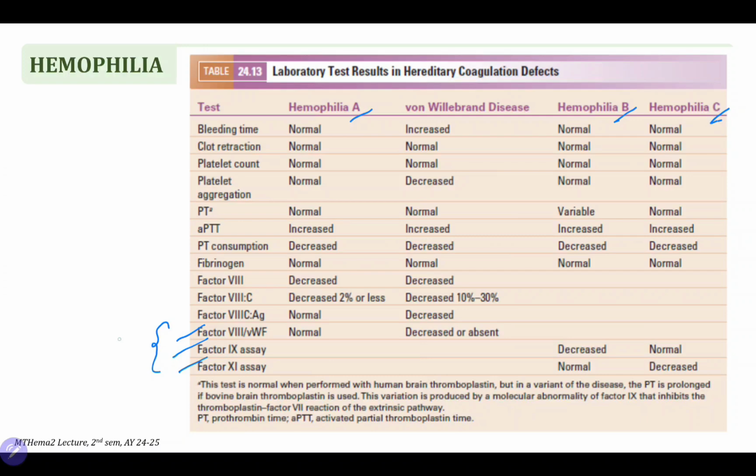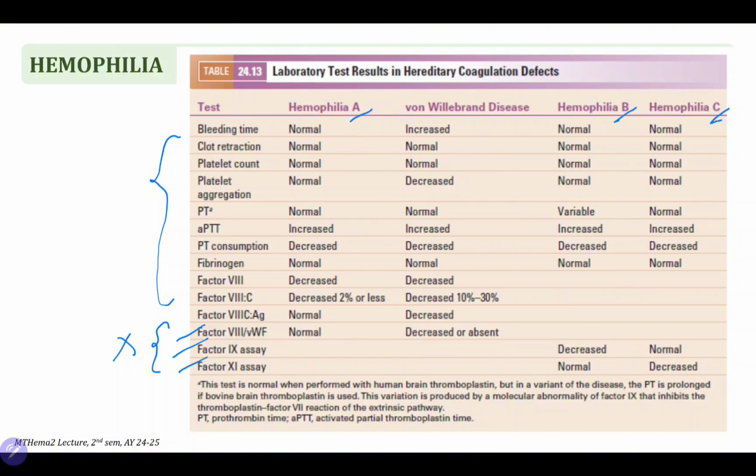However, if in the presence of there is no assays that you could be able to perform, then it's time for you to be able to check the different or the general laboratory tests that we perform in both the primary and secondary hemostasis.